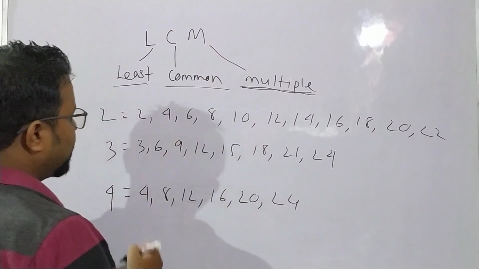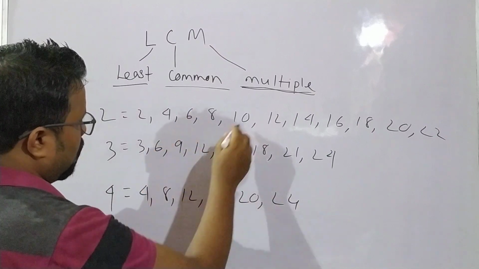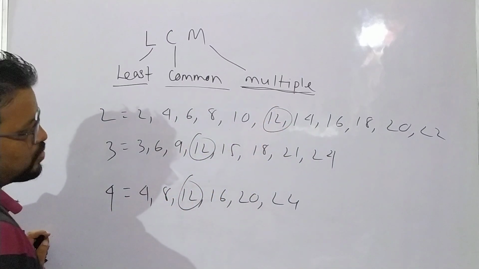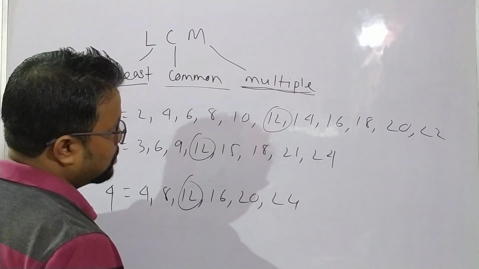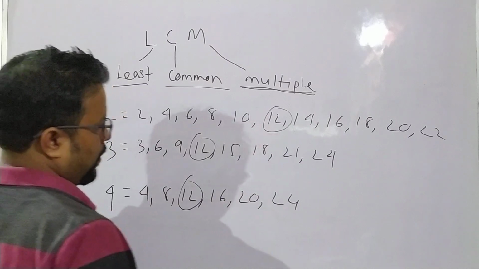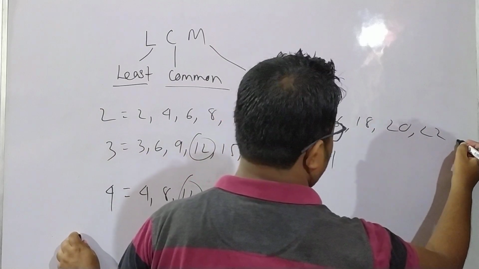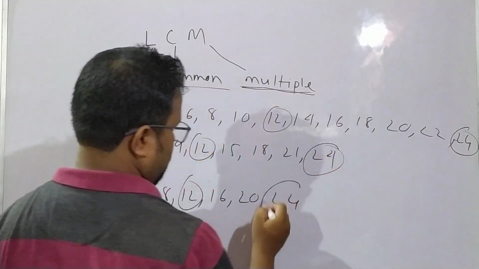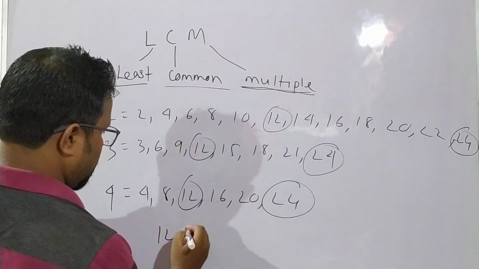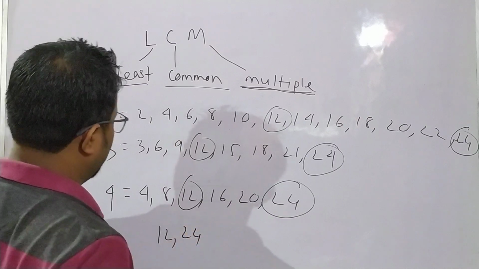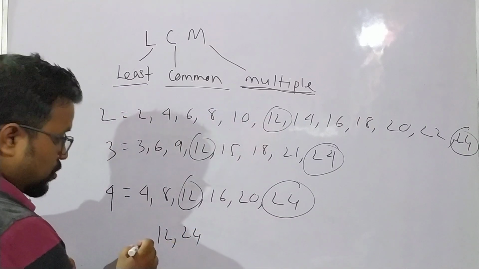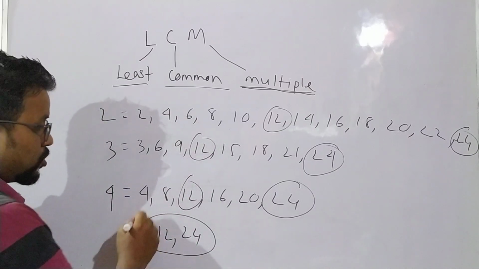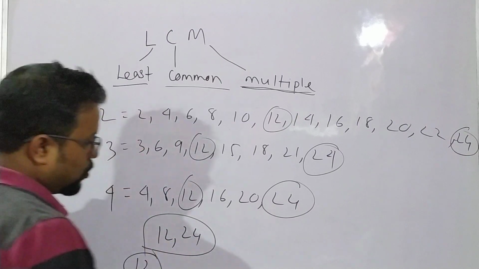Then common. What are common here? 6 is common? No. 10? No. 12? Yes, 12 is common. Next one, 24 is common. So 12 and 24, these two are common. Which is least? 12 is least out of these common multiples. So LCM is 12.